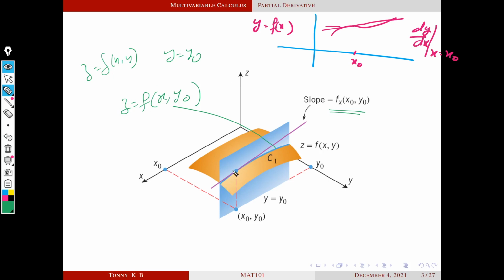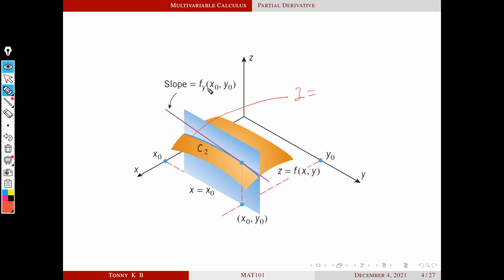You got it? Now this is like an ordinary y equal to f of x. Then we know the derivative of y equal to f of x at a particular point analytically represents the slope of this tangent. So this is the tangent at this point for this curve. Then our f x at x naught, y naught represents the slope of this tangent. Or analytically, this derivative represents the rate of change of z in the x direction at x naught, y naught. You got it? So we have two interpretations for f x at x naught, y naught.